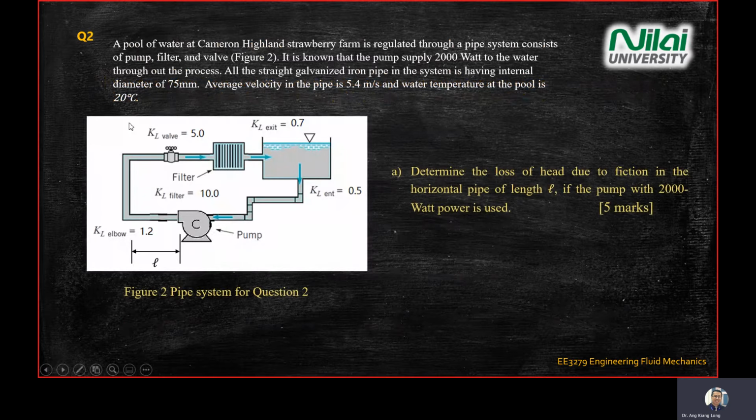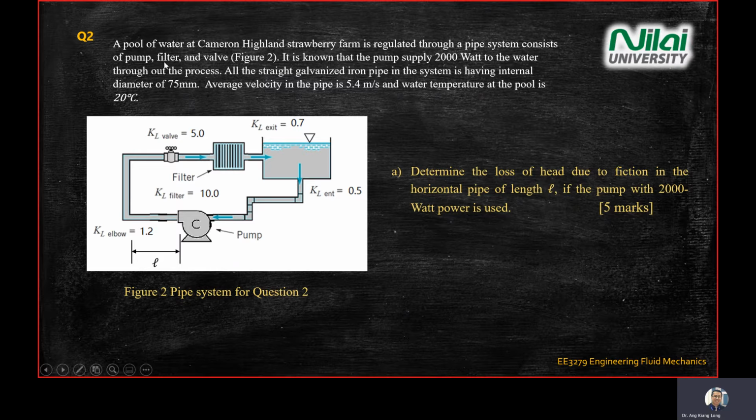And you look at question 2, it is given by a diagram, a pipe system with a pump, straight pipe, and all the parameters for valve, exit, entrance, and elbow. All right. So a pool of water at Campbell Hiron Strawberry Farm is regulated through a pipe system, which is given below. It's known that the pump supplies 2000 watts to the water through the process. All the straight galvanized iron pipe in the system has an internal diameter of 775 mm. The average velocity in the pipe is 5.4 meters per second, and the water temperature in the pool is 20 degrees C.